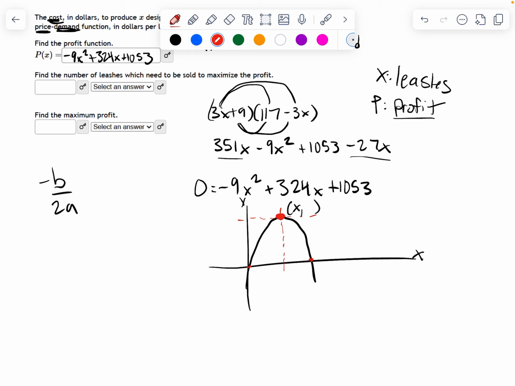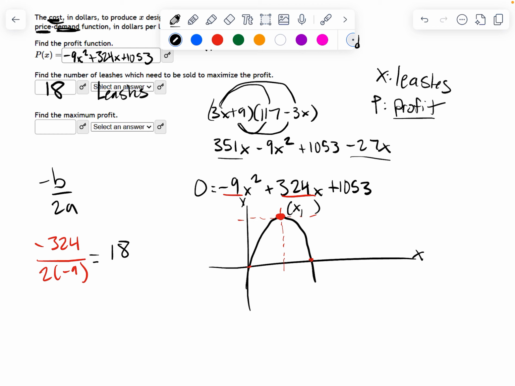The b refers to the middle number, so negative 324 over 2 times a. A is the number in front of your x squared. So we have 2 times negative 9. In other words, we have negative 324 divided by negative 18. Negative over negative is a positive. If you just put that into a calculator, we get 18. That means that if you sell 18 leashes, you have maximized your profit. That's as good as it gets. You should probably stop selling at 18 because at that point the demand is going to go down and you're not going to make as much money.